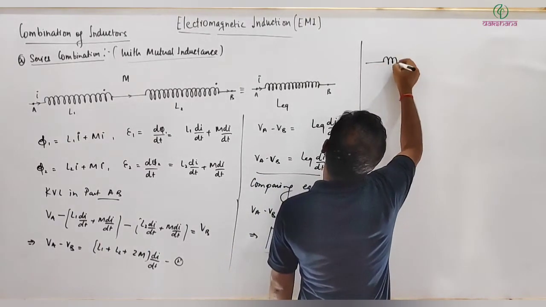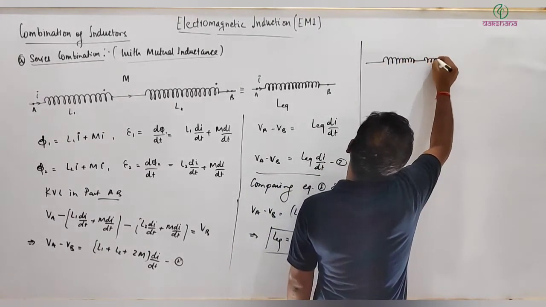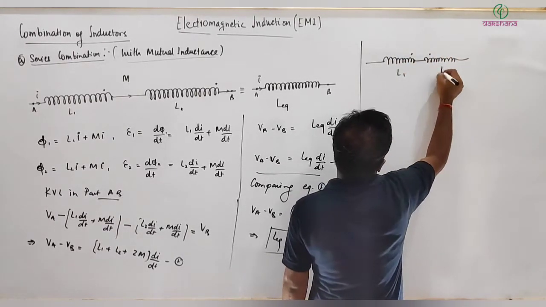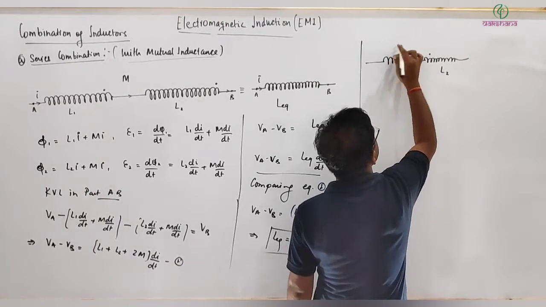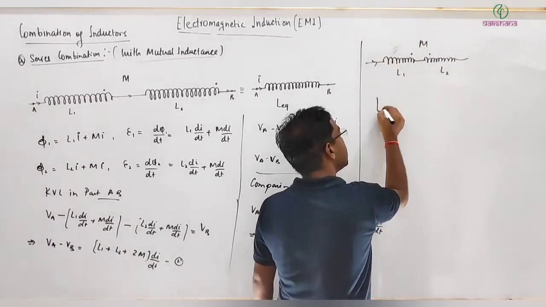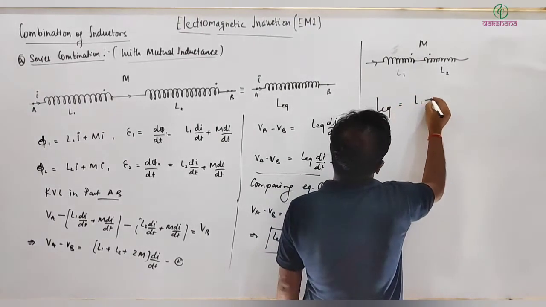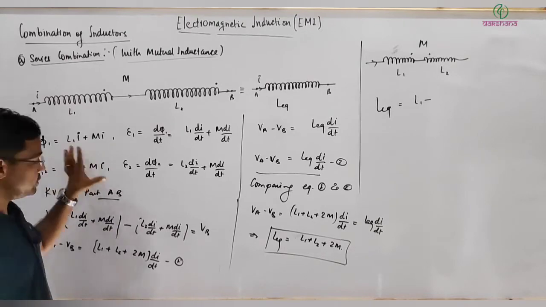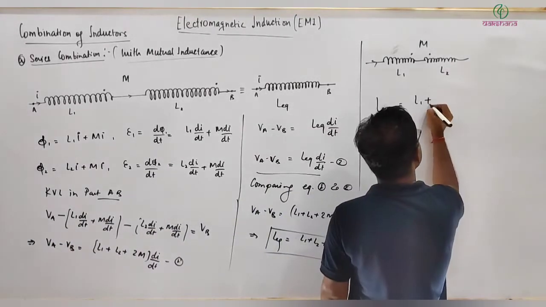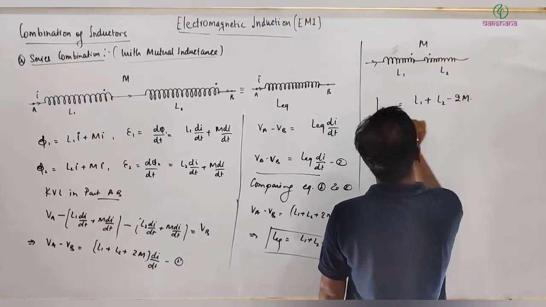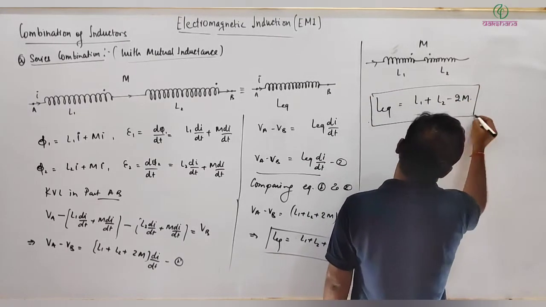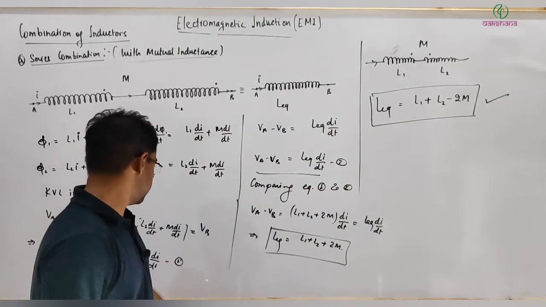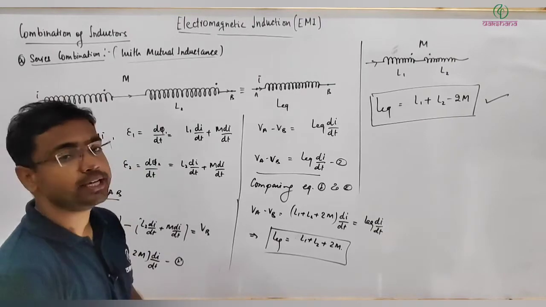Here, if we have two inductor coils, L1 and L2, with the dot convention here and here in exactly the same manner, and the mutual inductance is M, then in this situation L equivalent will be L1 minus M plus L2 minus M, so it will be L1 plus L2 minus 2M. That is basically the condition for L equivalent in case of series combination.